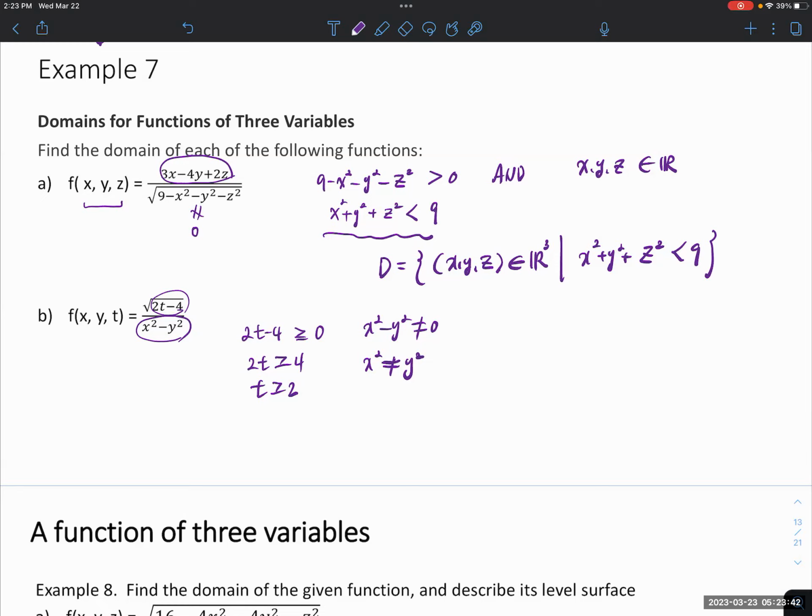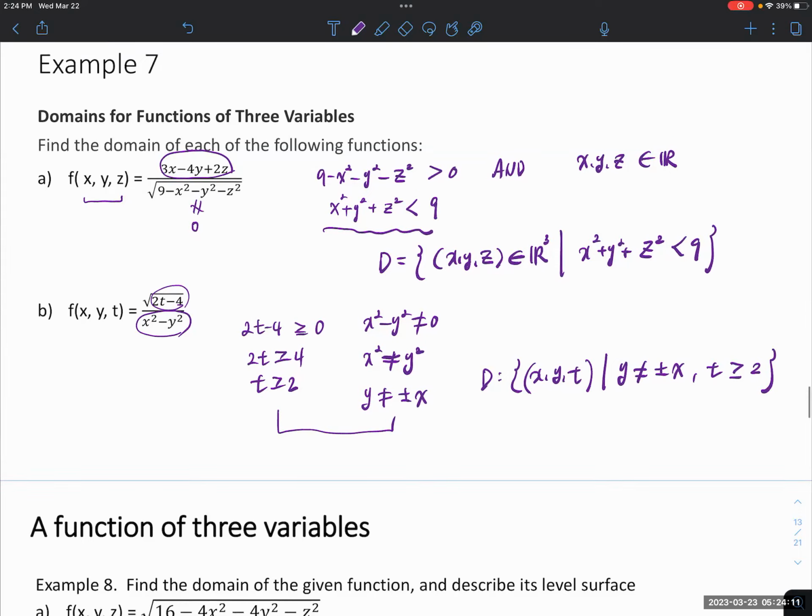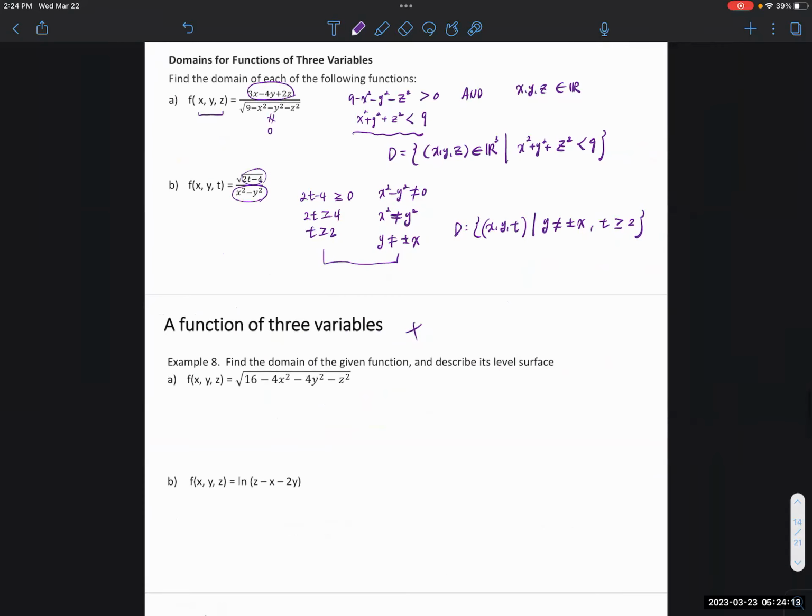So x squared cannot be y squared, which means you can solve it: y cannot be plus or minus x. That's the 2 conditions. So the domain will be any x, y, t such that y is not plus or minus x and t must be greater than or equal to 2. That's the domain of this case. I'm pretty sure you can finish the rest of them. So I'm going to just show you this one. You're going to try this yourself.